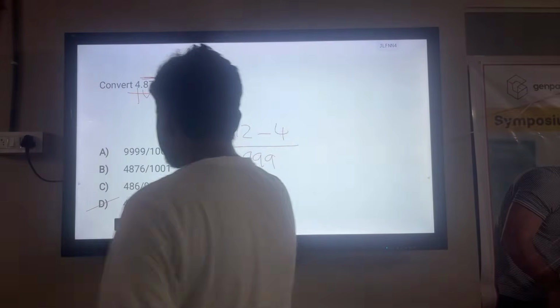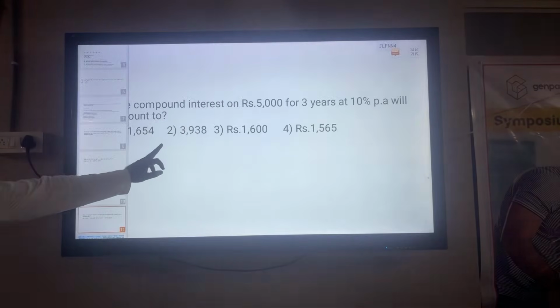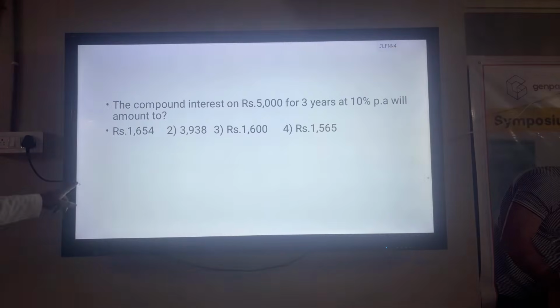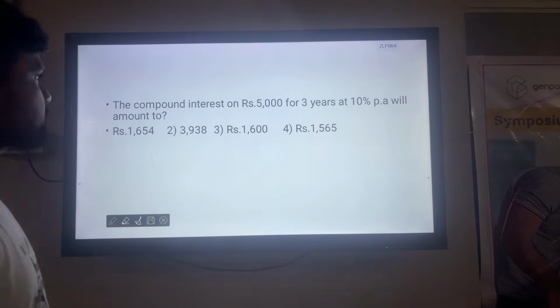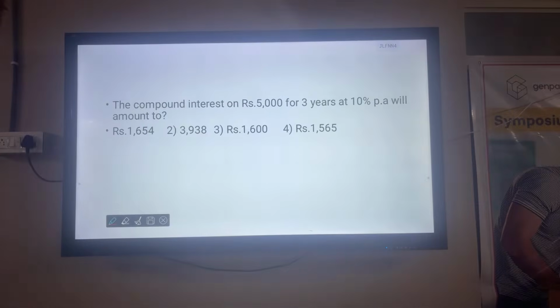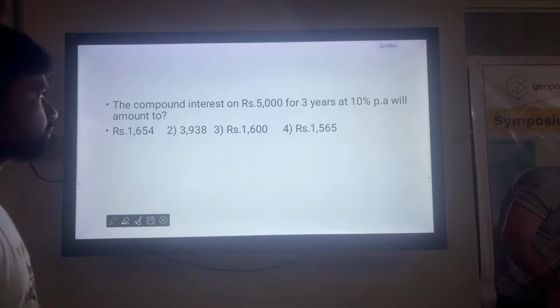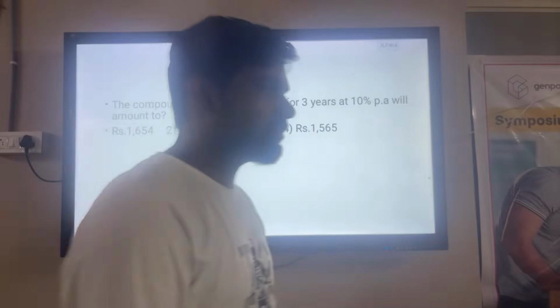Let's move to one more question. Can you answer this one, please? The compound interest on 5,000 for 3 years at 10% per annum will amount to how much?